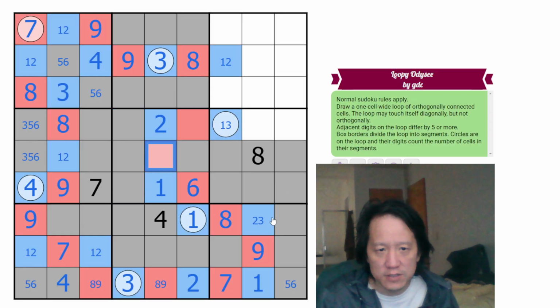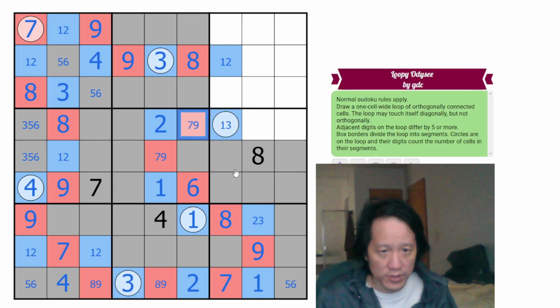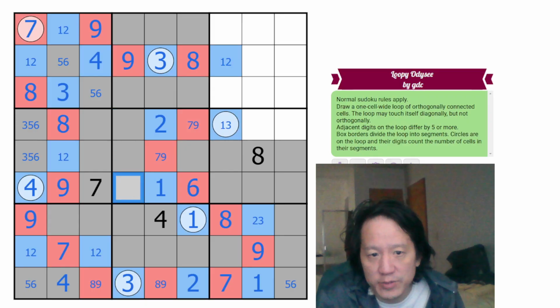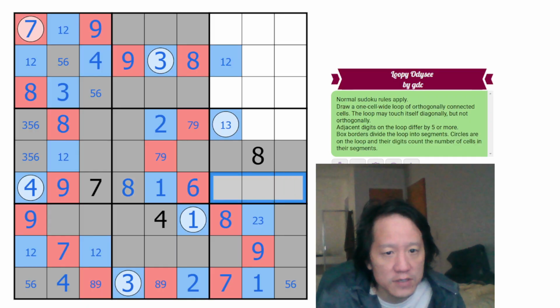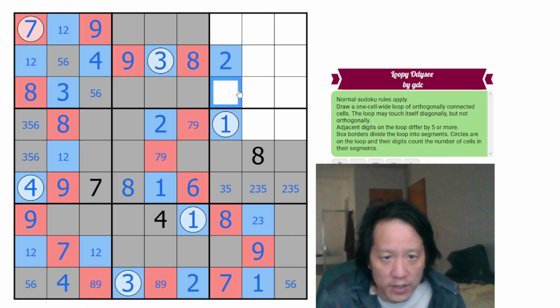This can't be 6. It can't be 8. So this is 7 or 9. This can't be 6 or 8. So this is also 7 or 9. Which means 8 has to be here anyways. So this is 2, 3, and 5, which means this can't be 3. So this is 1, which makes that 2. This can't be 2. Therefore, this is only 1 in length. Therefore, it must go here. And that's the loop.